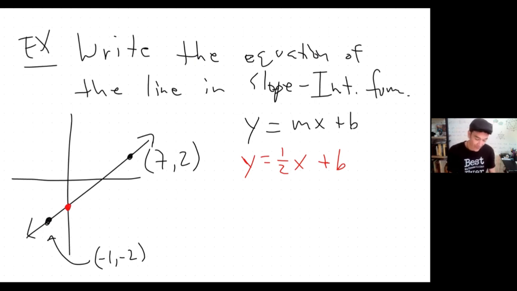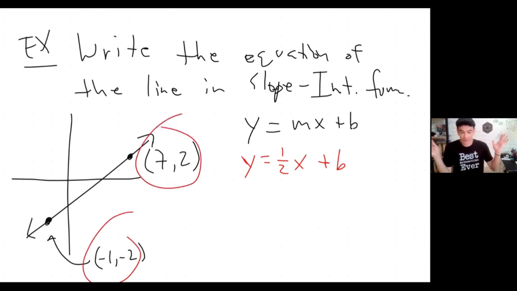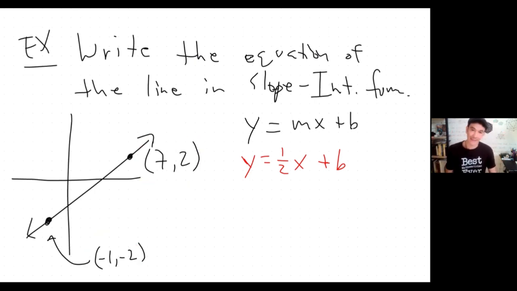And here is how you can find b. You have 2 points to pick from. It doesn't matter which point you pick. Just flip a coin if you want. Let's say I pick this point. If I pick that point, this can go in for x and y, right there and there, so I can find b. So momentarily, let's plug 7 and 2 in for x and y.